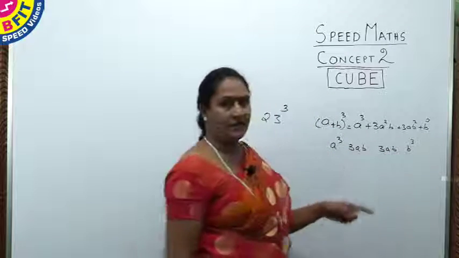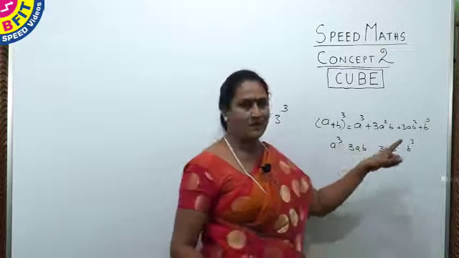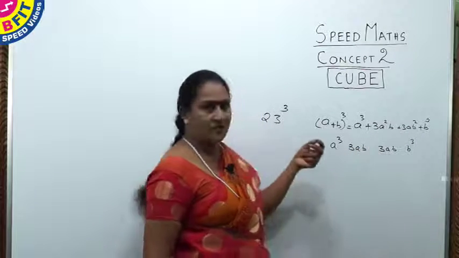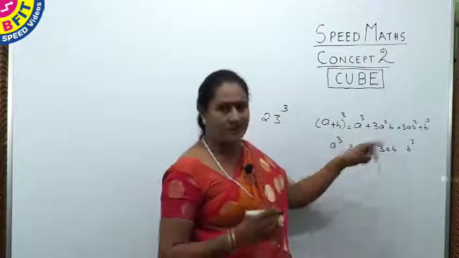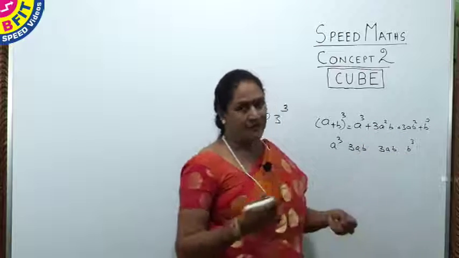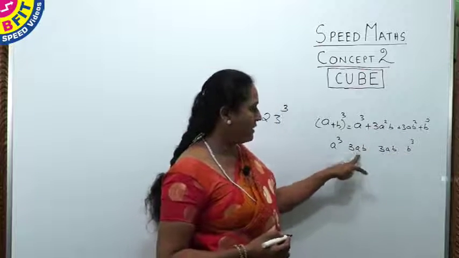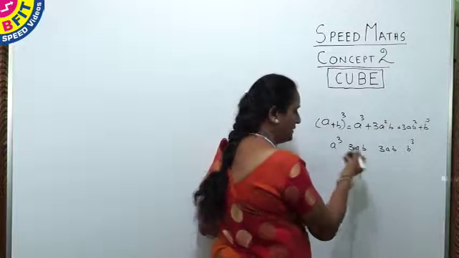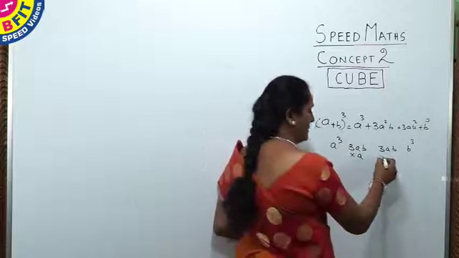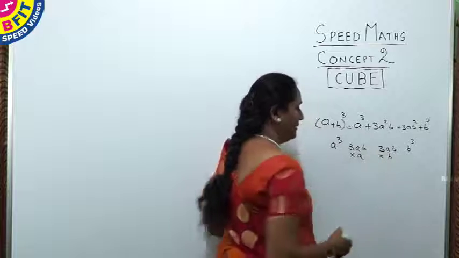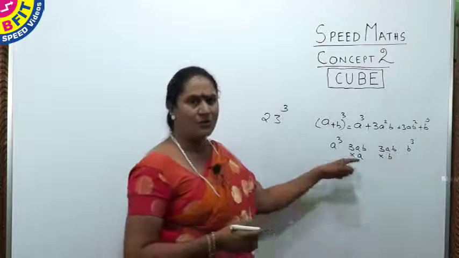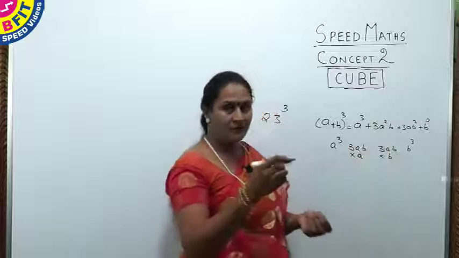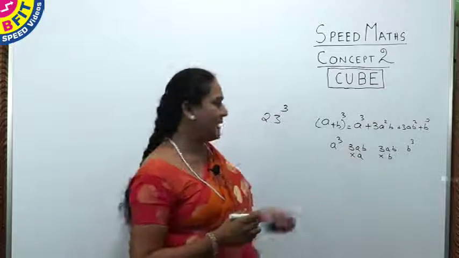So instead of the second and third term, 3a square b and 3ab square, I have written 3ab twice, because computing 3a square b separately and 3ab square separately takes time. The first 3ab is multiplied with the first term a, and the second 3ab is multiplied with the second term b. So now what is the result here? 3a square b and 3ab square. So our working will become simpler using this pattern.